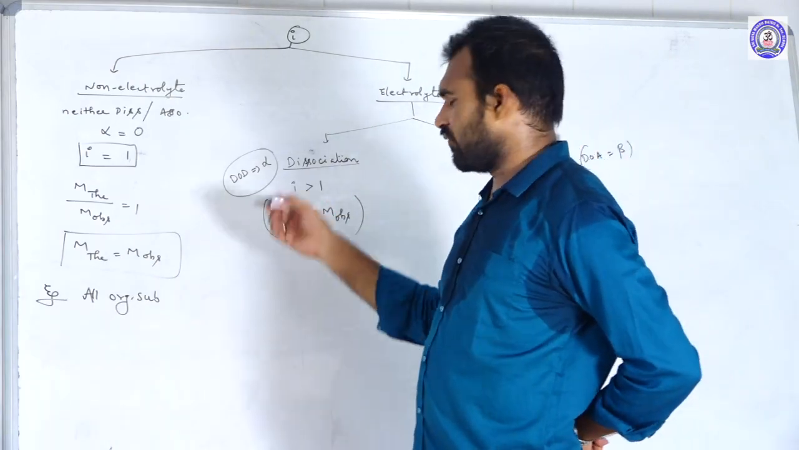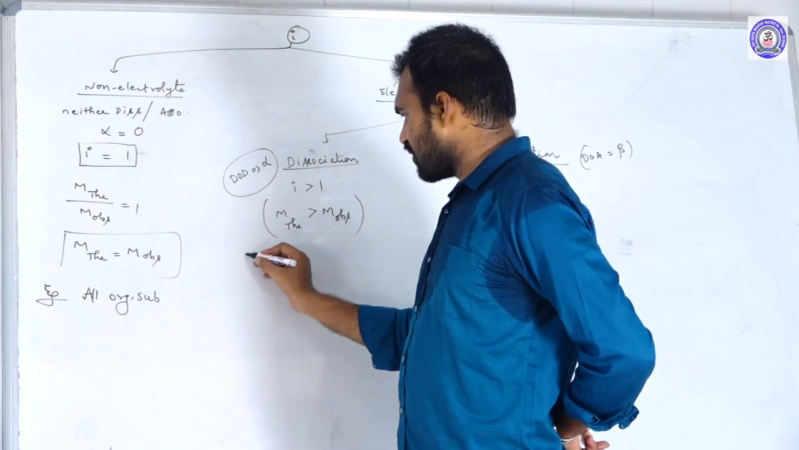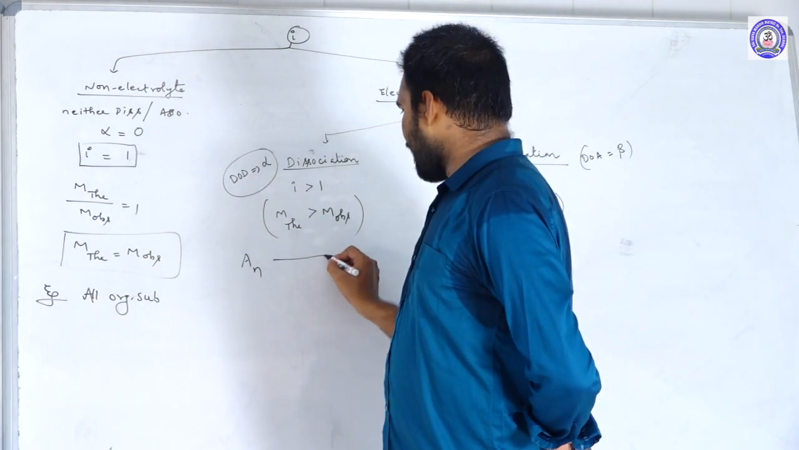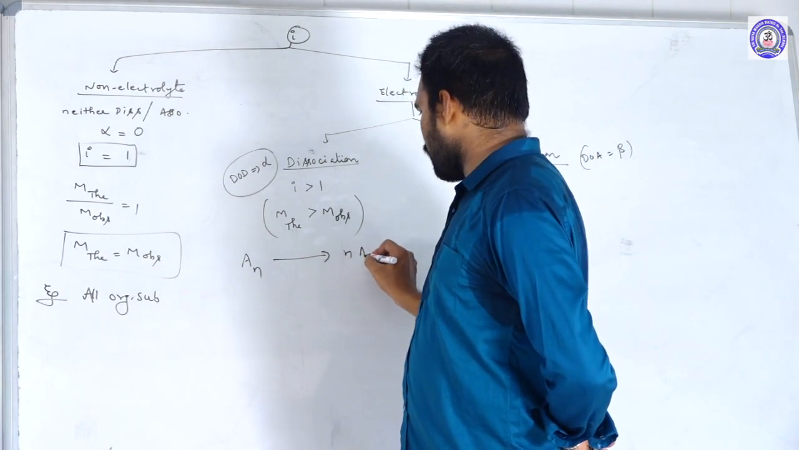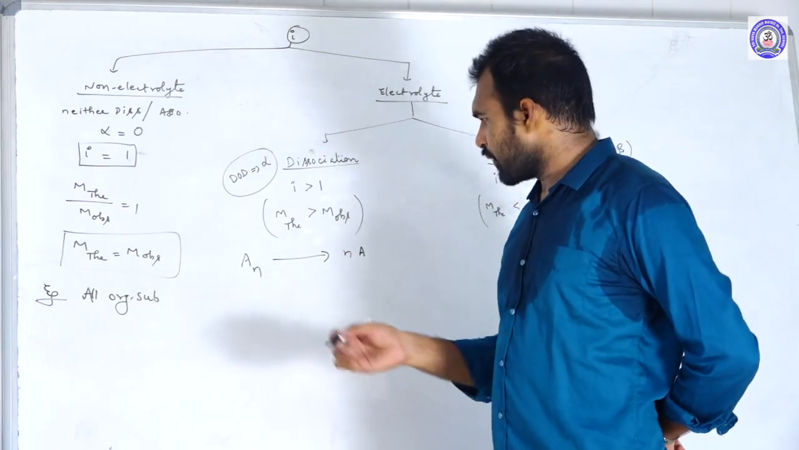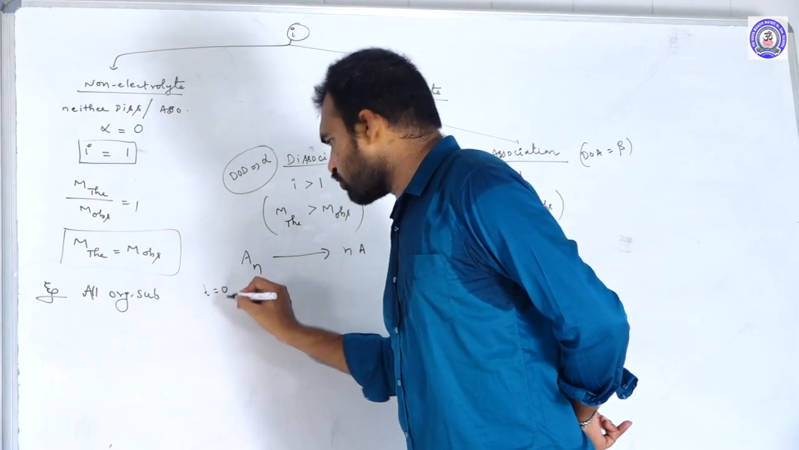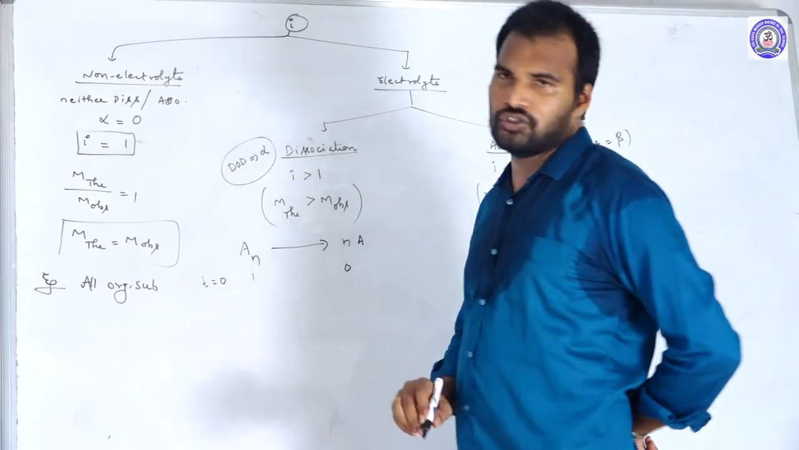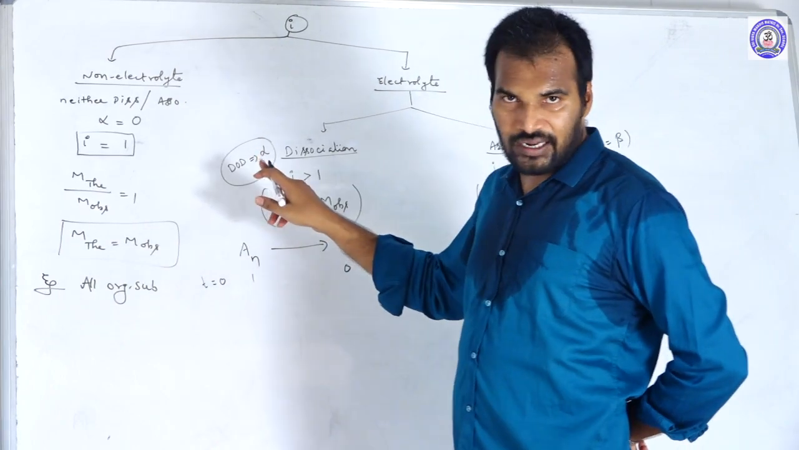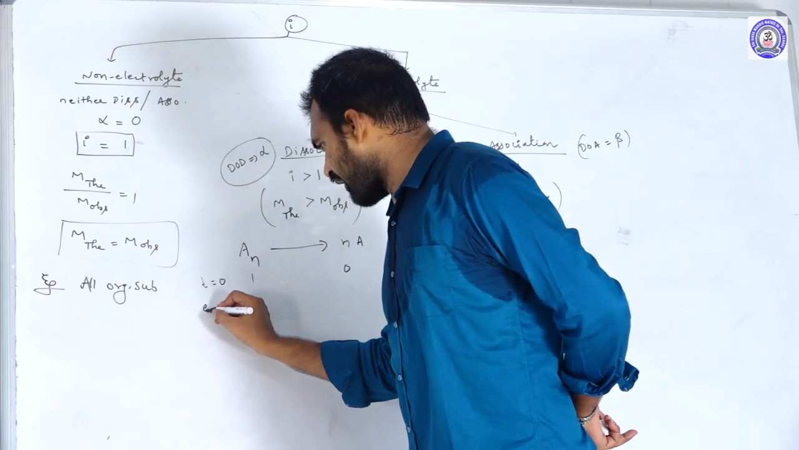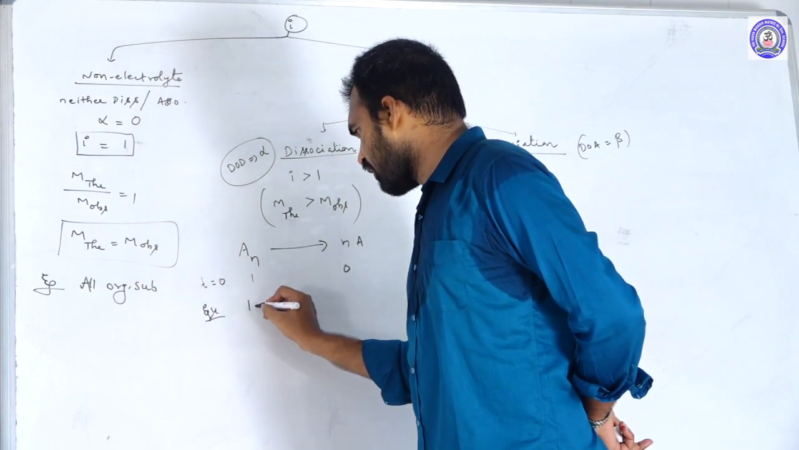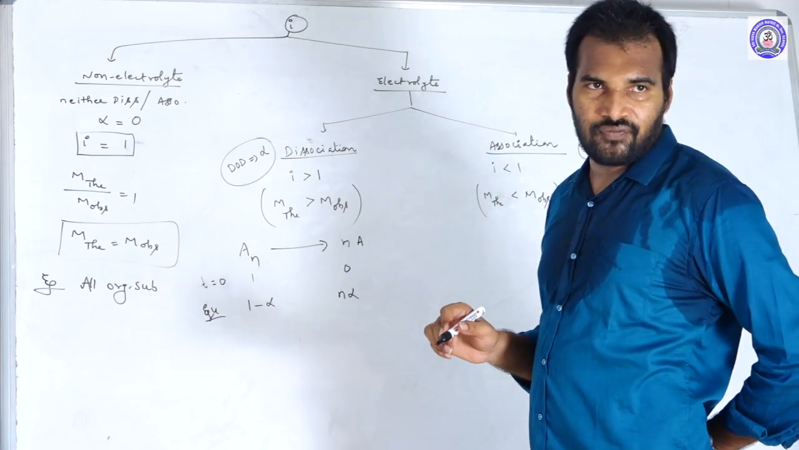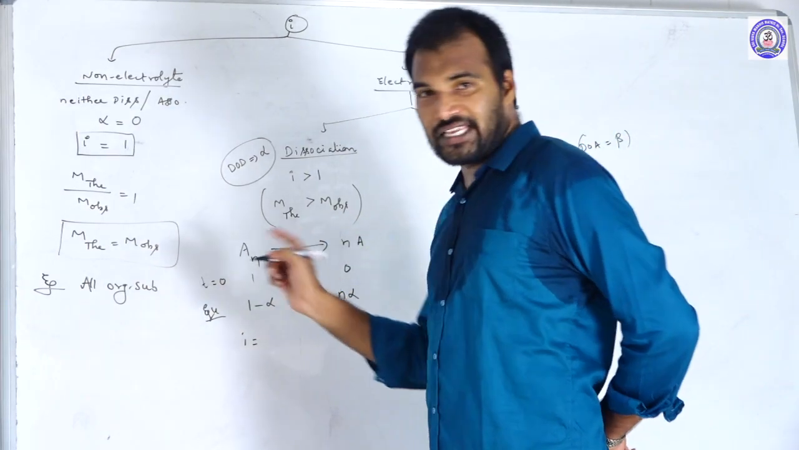For the general equation of dissociation, I am taking a substance AN, which dissociates into n moles of A. At time t is equal to 0, its value is 1 mole and the other is 0. Its degree of dissociation is alpha, which I have already taken. So at equilibrium, the remaining is 1 minus alpha, and it will be n alpha.